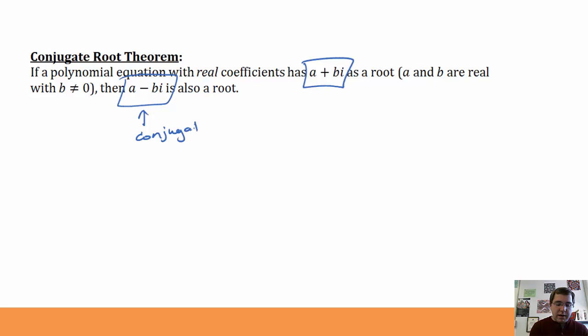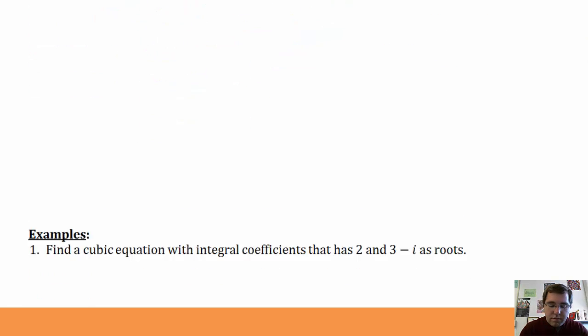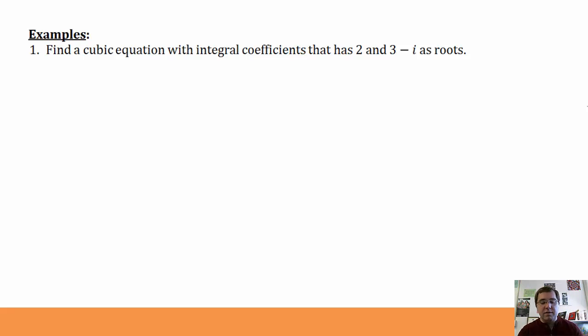So remember, that is the conjugate of a plus bi. The conjugate means I change the sign in front of the imaginary term. So that's powerful information, because let's say I have this problem.